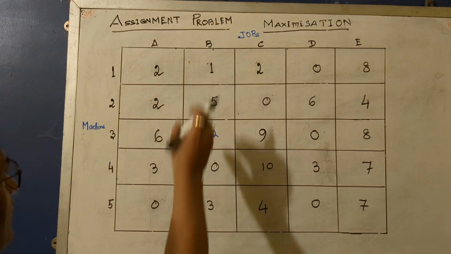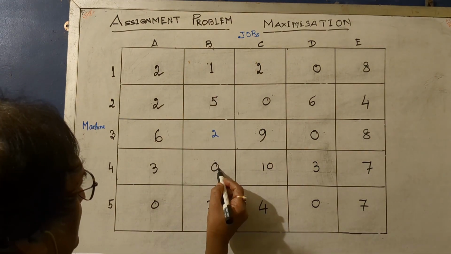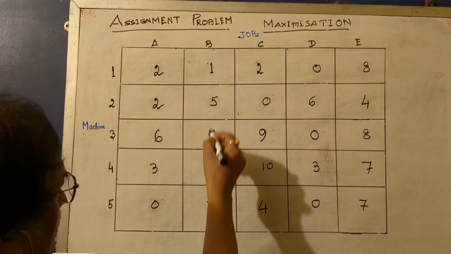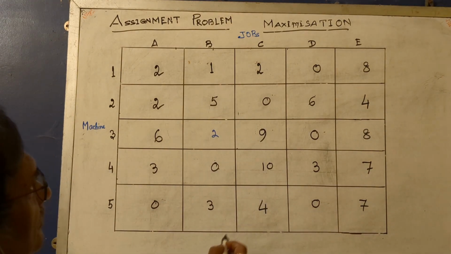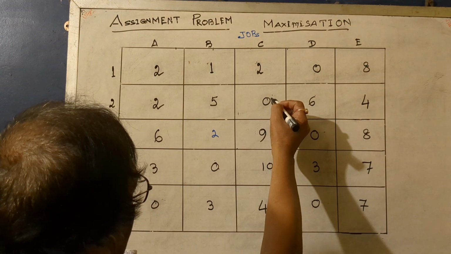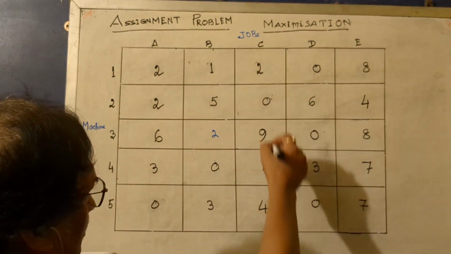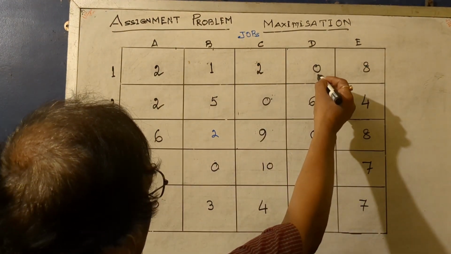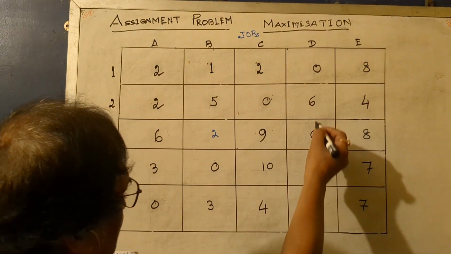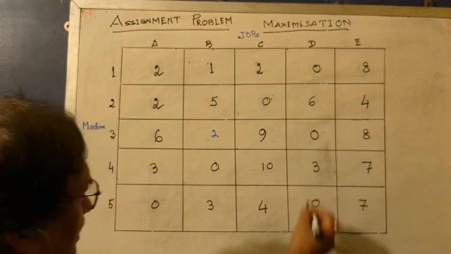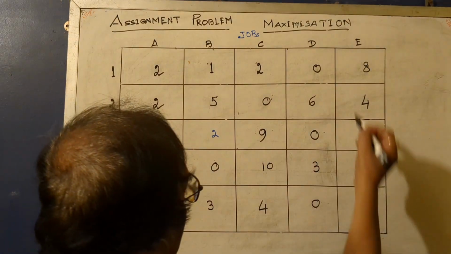Okay. For the second column, the lowest element is 0. If you subtract 0 from all other elements, it will not change. That's why I'm not doing anything. For this column also, the lowest element is 0. That's why this column will again remain the same. Here again for this column, the lowest element is 0. If you subtract 0 from all other elements, it will not change.